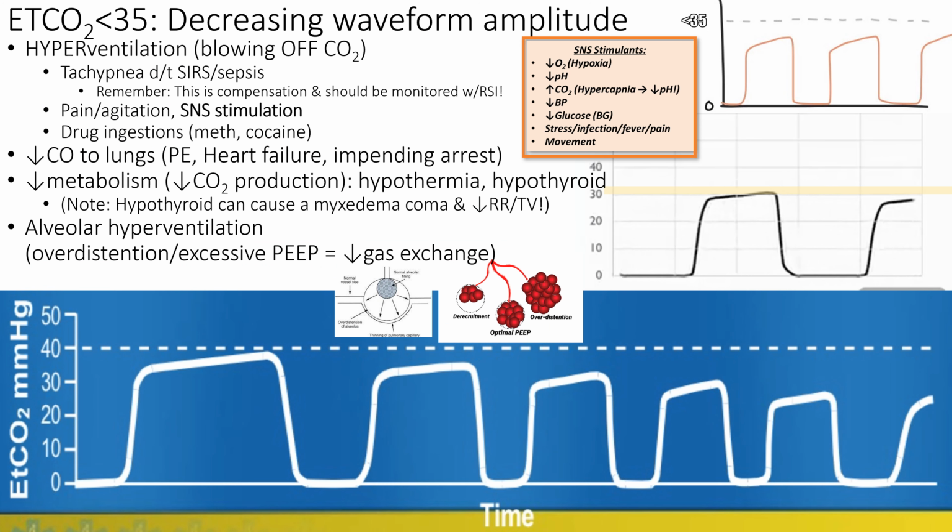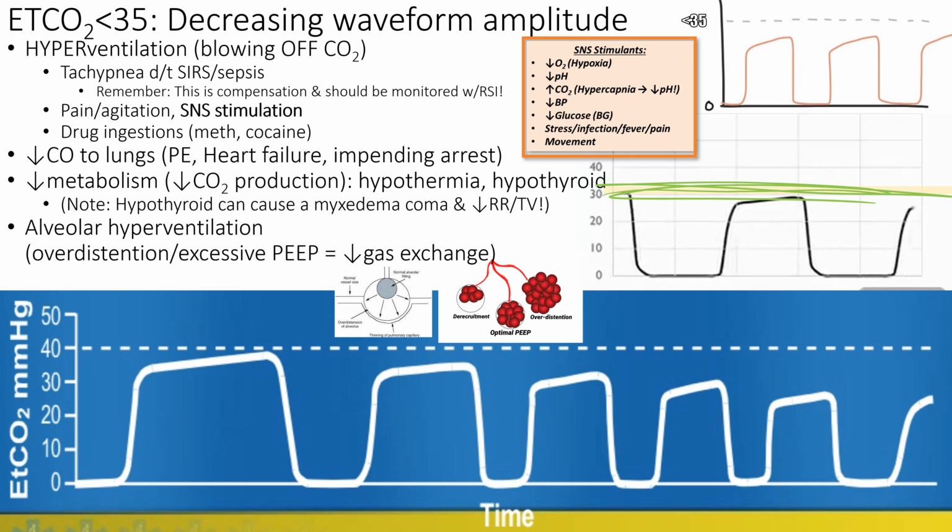Okay, and decreasing amplitude. Notice this amplitude right here is getting lower and lower. So what's going on? It's getting less than 35. What's happening? Cardiac output. Could be cardiac output that's dropping. Good. What else is it?